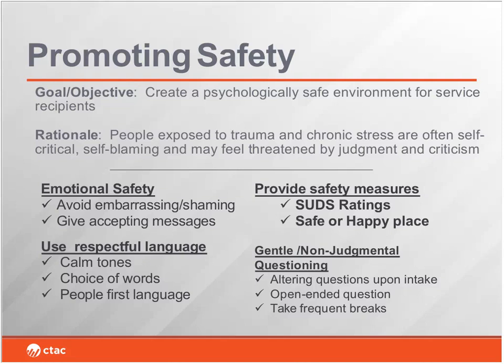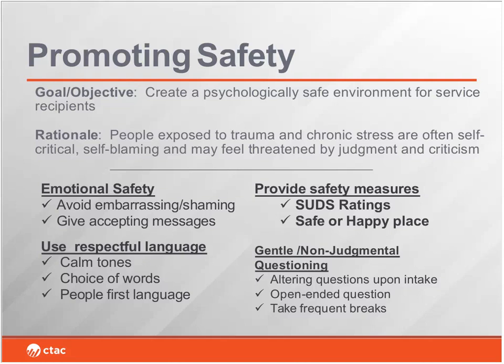Using respectful language, calm tones, the choice of words, how we refer to people, using a people-first approach, avoiding labels and labeling folks by their diagnoses or by emotional disturbance, being very intentional and clear about the way in which we treat folks with respect and dignity, despite the fact that they have been exposed to chronic stress, and even removing words like victim and emotional disturbance from our language becomes critically important. And then, of course, providing safety measures.